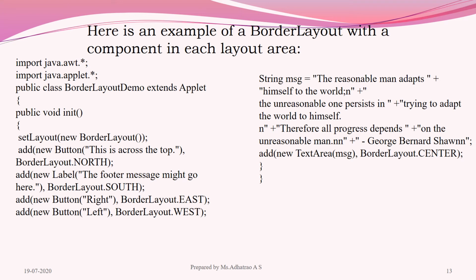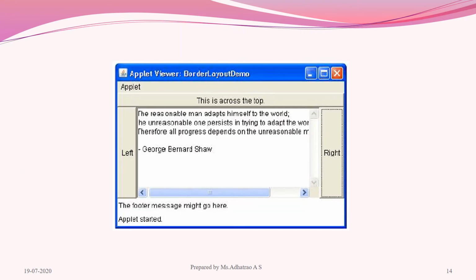So when we run the program, the output will be here. This is my label, this is my one button, this is my second button. We can see the text area in the middle part, as defined in the program. So thus we can use the border layout to put our components in particular areas by using the regions.